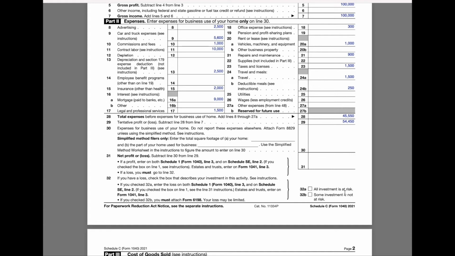The second one is the simplified method. This is where you take $5 per square foot up to a max of 300 square feet for a total possible deduction of $1,500. Now, this method is easier to calculate and it doesn't have to worry about depreciation recapture, but it's more often than not going to be smaller than recognizing a portion of the actual expenses. In our example, we went ahead with the simplified method on a 300 square foot office.